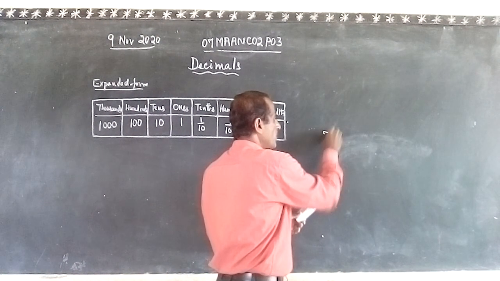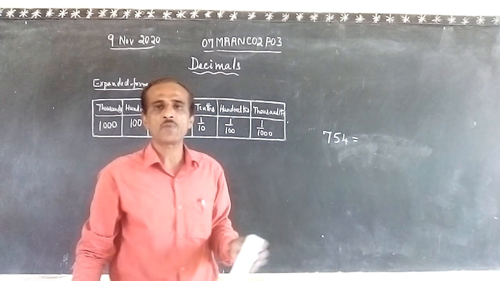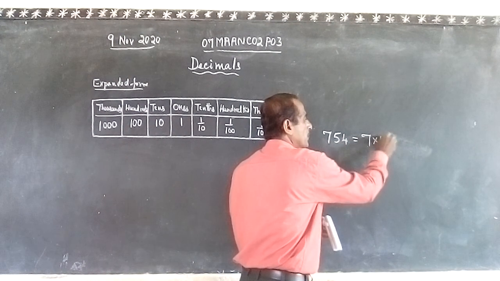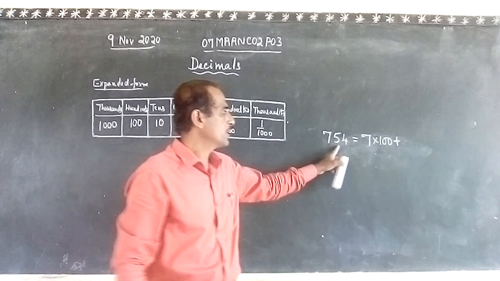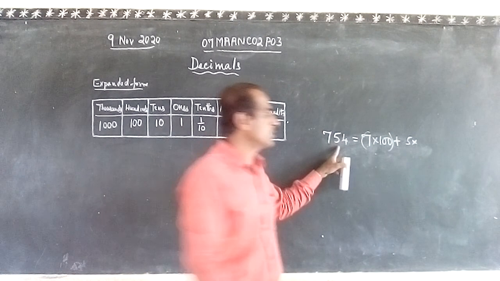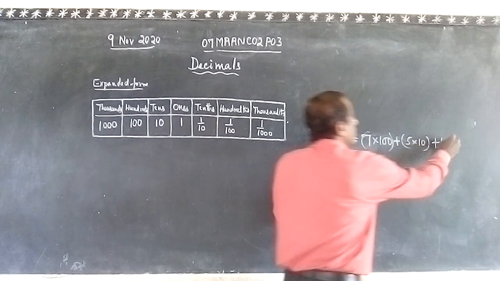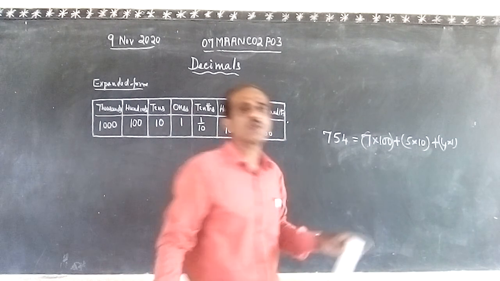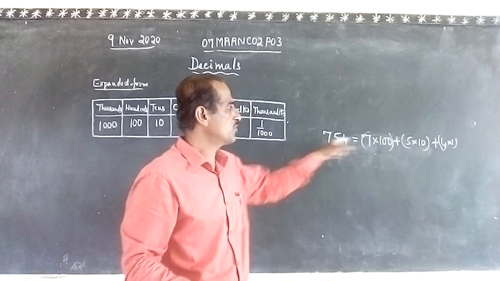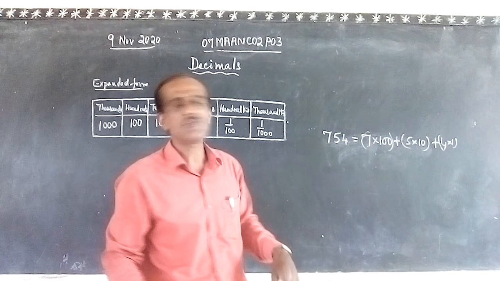Suppose a number is 754. Now how can we expand this number? See, 7 is in the hundreds place, therefore you have to multiply by 100, plus 5 into 10, because 5 is in the tens place, and 4 is in the units place, so you multiply it by 1. So this is what we have studied in our previous classes, is it? This is how we can write this number in the expanded form.